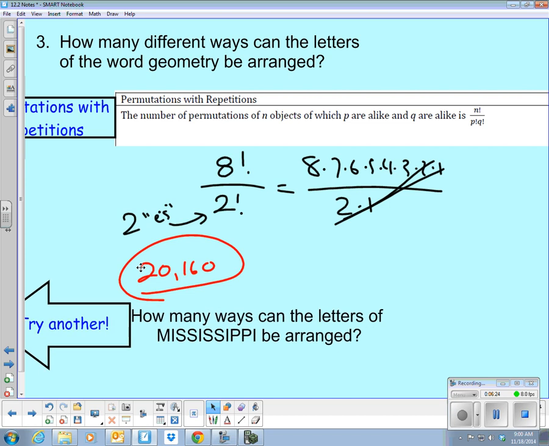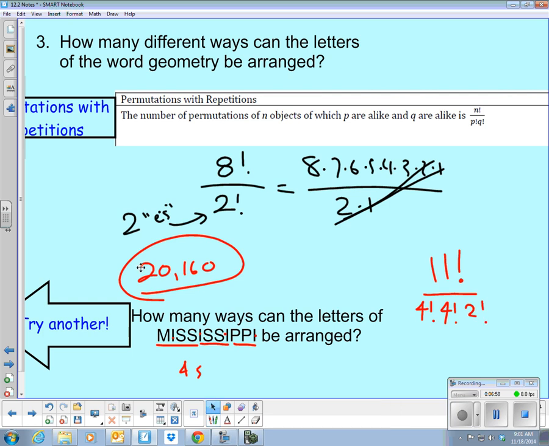How about Mississippi? Mississippi, good old Mississippi, the problem that always messes with everybody. All right, so 4, 8, 9, 10, 11 letters, but a fair amount of them are repeaters. So S, S, S, S, that's 4 S's. So I'm going to take 4 factorial for that. There are 4 I's, so I'm going to take a 4 factorial for that. And there's 2 P's, so I'm going to take a 2 factorial for that.